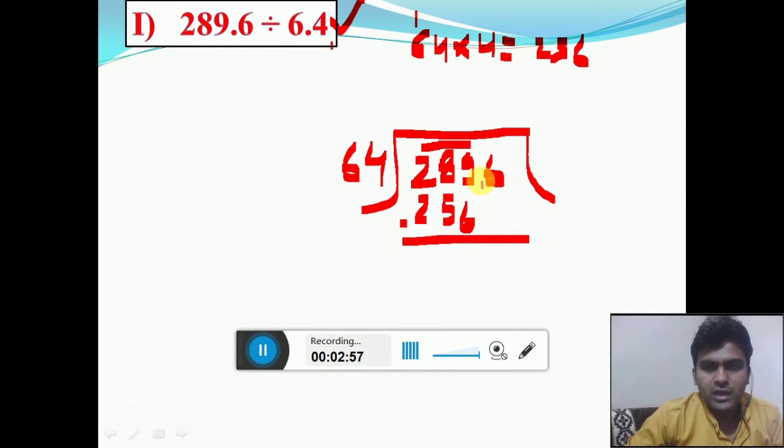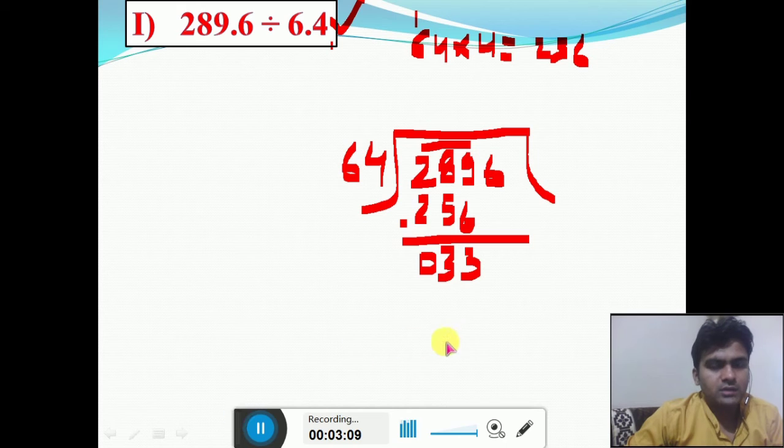So what will you get? 9 minus 6 is 3, 8 minus 5 is also 3, 2 minus 2 is 0. Now your number is 33. Before that, you have to write the 4 here in the quotient.